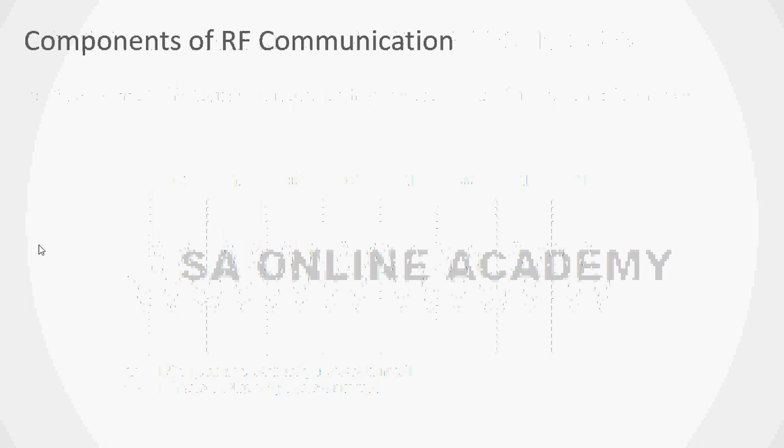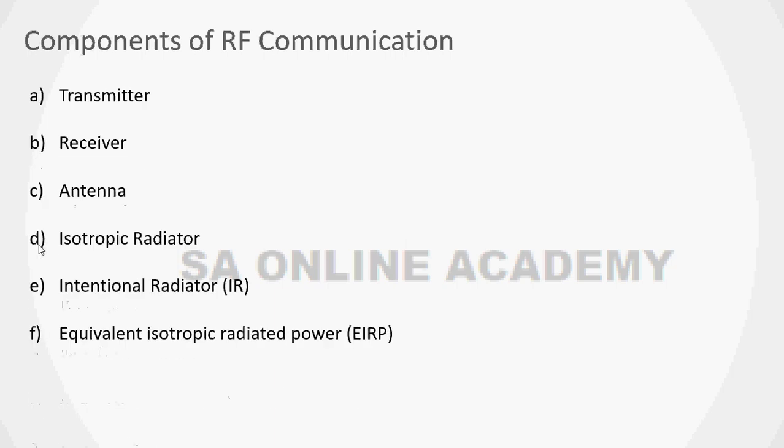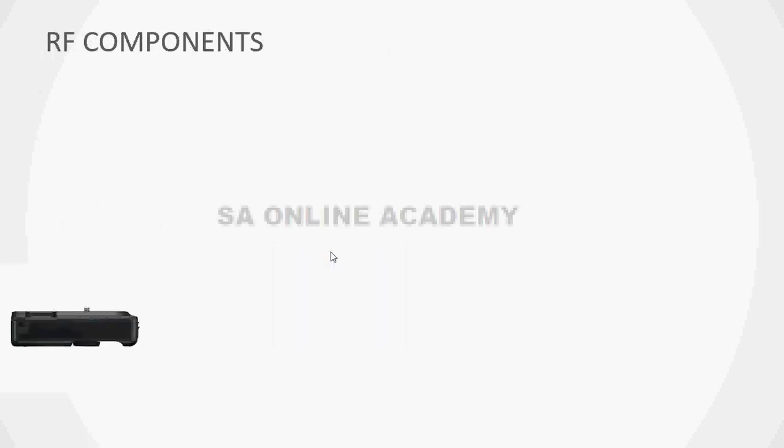Now the next part is components of communication. The major components of RF communication are as follows. We will discuss it in two parts. First is transmitter, receiver and antenna. The other is isotropic radiator, intentional radiator, EIRP. So first is the transmitter. A transmitter is a device which takes the data provided and modifies the AC signal by a modulation technique to encode the data into the signal. This modulated signal is now considered the carrier signal.